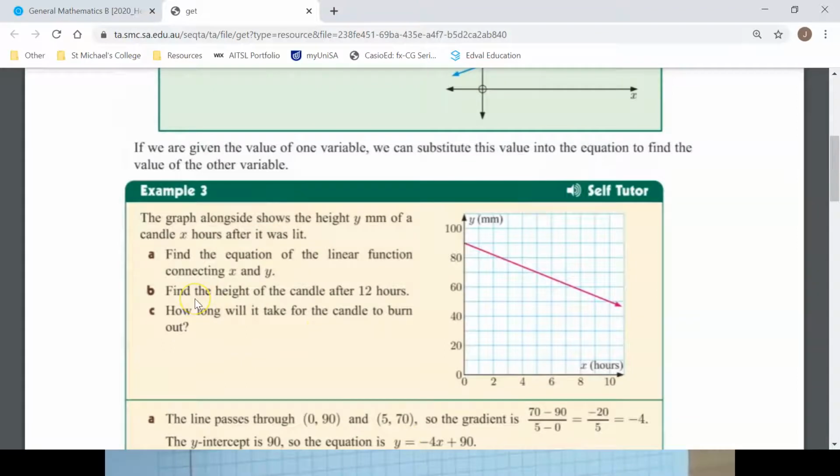Then they would like us to find the height of the candle after 12 hours. So obviously as the candle is burning, the height is getting shorter and shorter. This graph has shown us, if you want to give it some context, before they light the candle, it's 90 millimeters tall. When it gets to 5 hours, it is 70 millimeters tall, and when it gets to 10 hours, it is 50 millimeters tall. Now, our graph doesn't show us all the way to 12 hours, so this is where the equation of the line becomes useful.